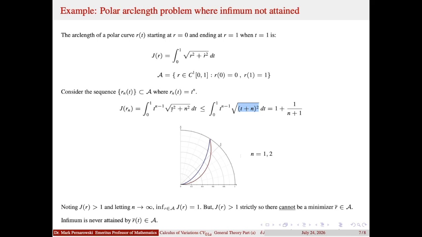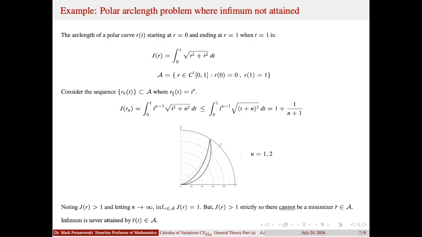So that means this integral is bigger than or equal to this integral. Well, now that's the square root of a perfect square. So I merely have to do t plus n times this term and integrate it. So I can easily evaluate that. This integral turns out to then be 1 plus 1 over n plus 1. That's just calculations. So what do we know?